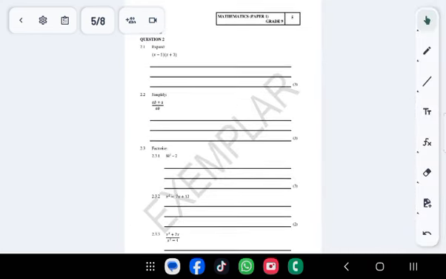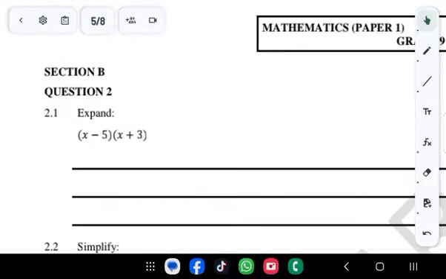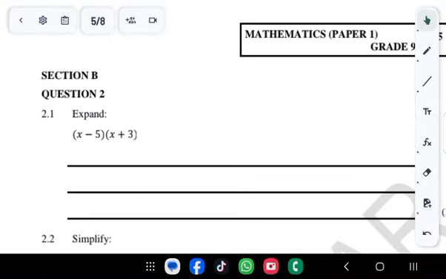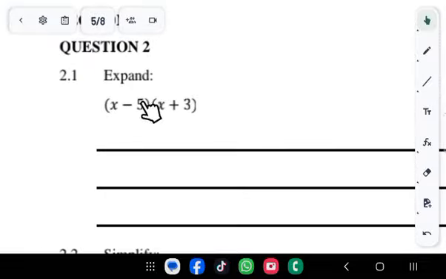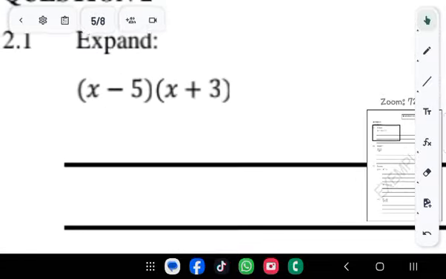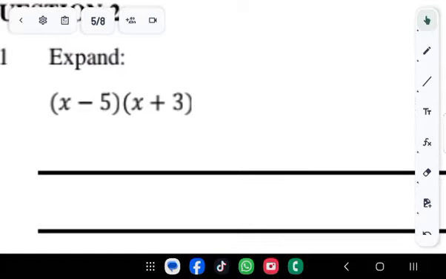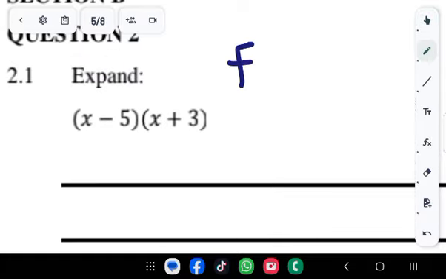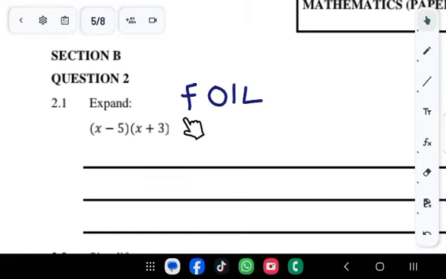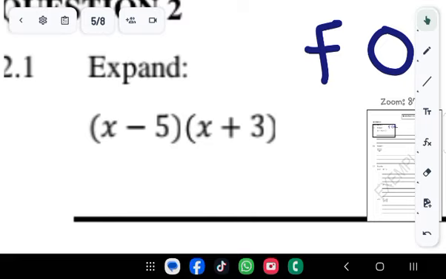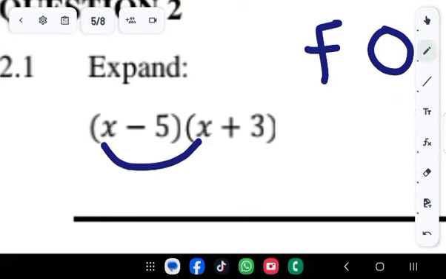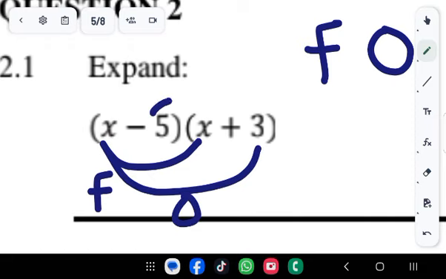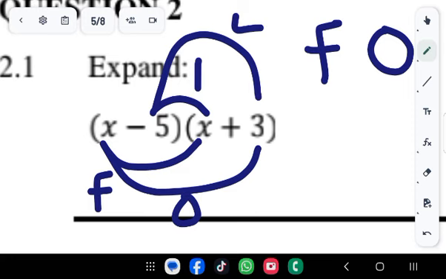Now let's come to section 2. Section B tells us we need to complete, you need to write down. Now 2.1 says expand. This is the product of two binomials. We use the method called FOIL to complete this. That means first, outer, inner, last. What does it mean? It means first, that's F, outer, inner, last. That's what it means.